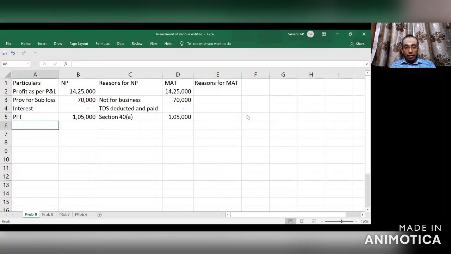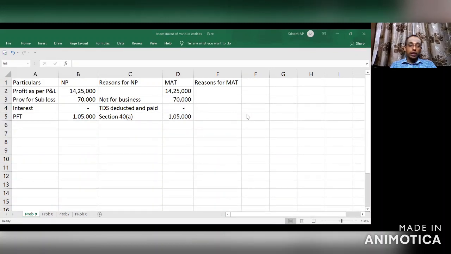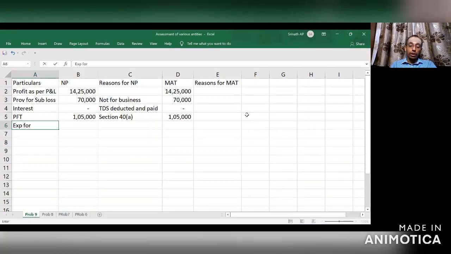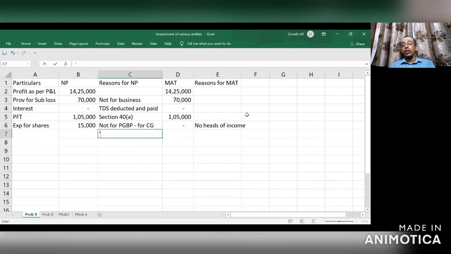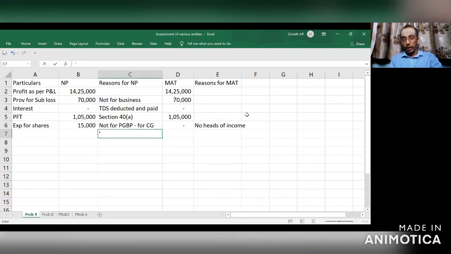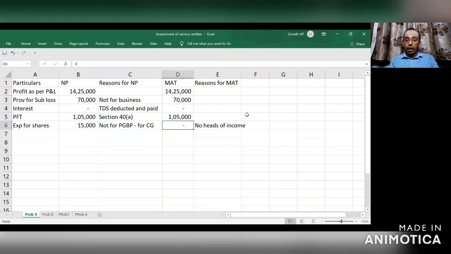Okay, understood. Then expenses for shares, 15,000. Not for business. It is for capital. You say not for PGBP, but for capital gains. So when you compute capital gains, it will be under a different head of income. Therefore, under MAT, you will not make an adjustment. It will be adjusted only for normal provisions.